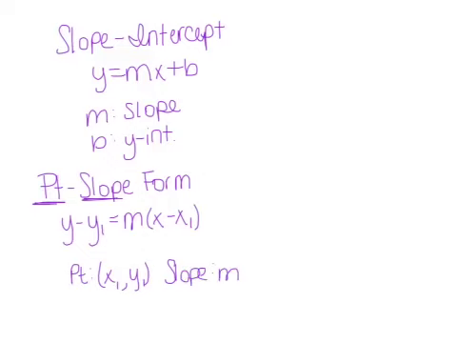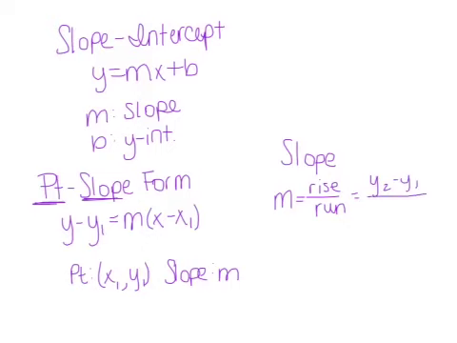Now I already know what you're thinking. Okay, how did I calculate slope again? So let's review that. Slope is known as rise over run. And to find your rise, you subtract your y values. You're finding the difference in your y's. And you're going to divide that by the difference in your x coordinates.